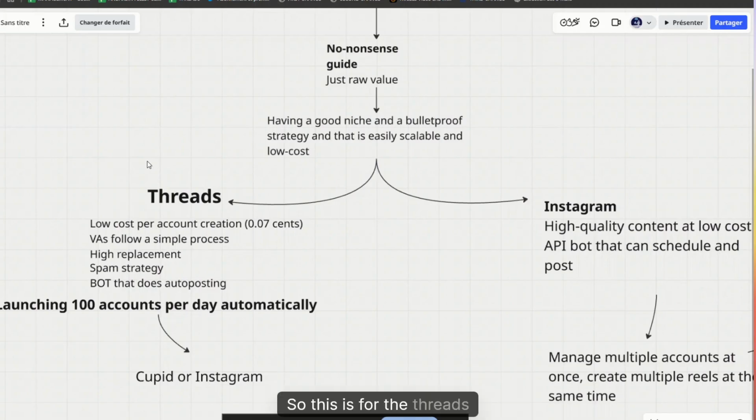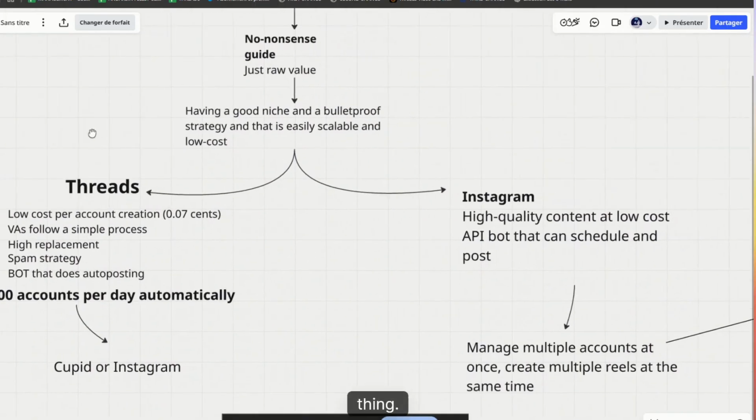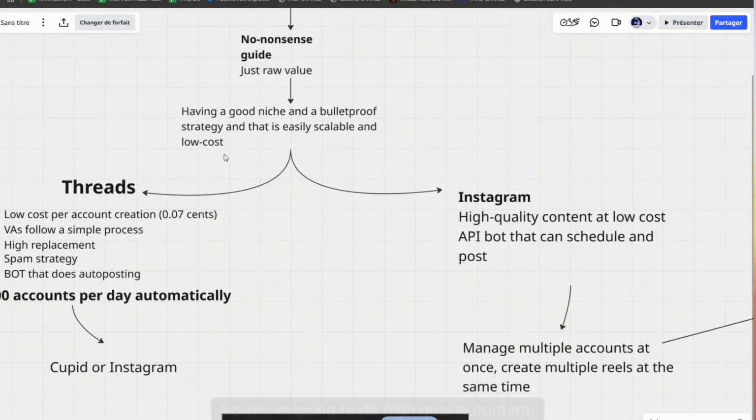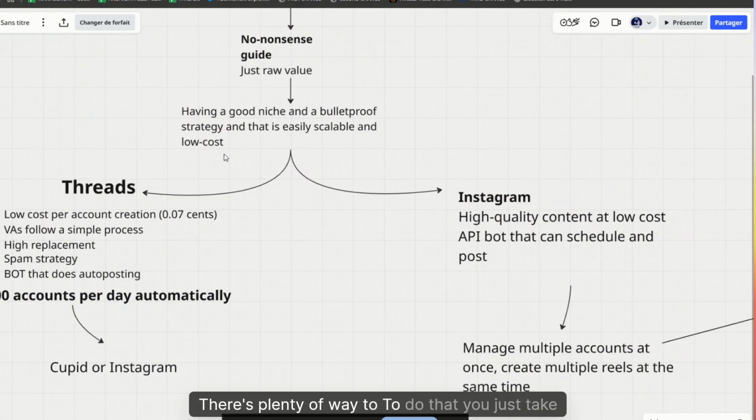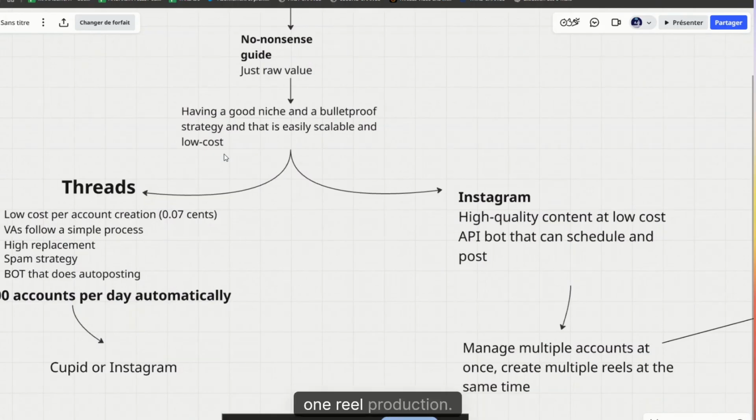So this is for Threads. And after that, for Instagram it's almost the same thing. You're just going to stack accounts, so you're going to do high quality content at low cost. How can you do that? There's plenty of ways to do that. You just take a CapCut editor or edit the video yourself, and you can actually multiply one reel production by 8.